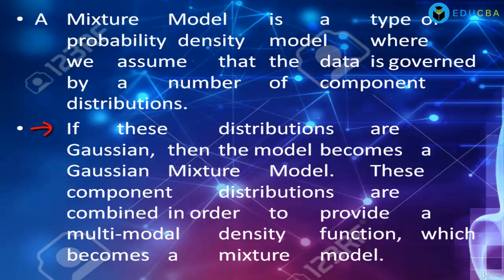So your data is governed by a number of component distributions, and if those distributions are Gaussian type, then the model will be your GMM. These component distributions are combined in order to provide a multi-modal density function, which becomes a mixture model. So this was your mixture model, and it depends on the type of distribution: what type of distribution is governing your data? Okay, so that was your Gaussian mixture model definition.